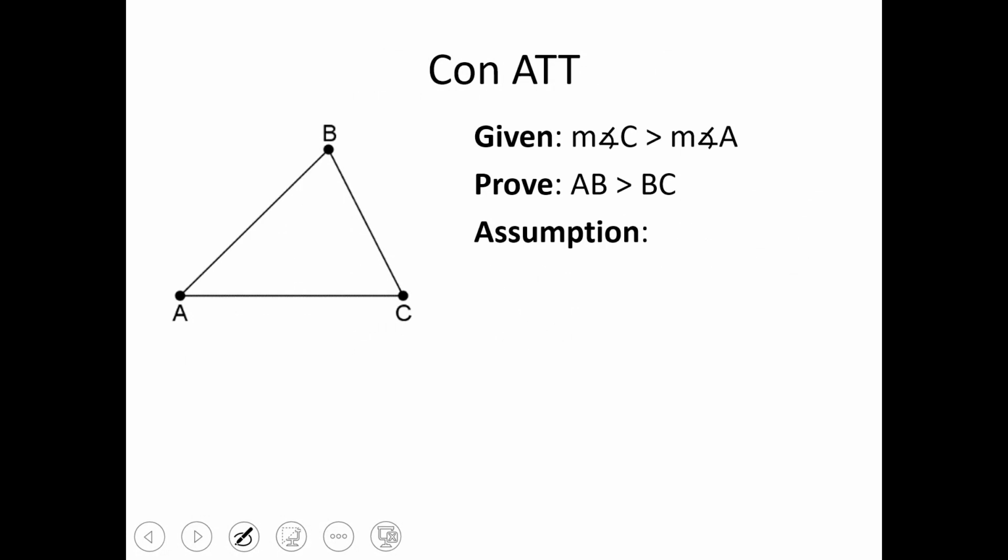All right, now let's consider the converse of the ATT, which tells us that if we have in a triangle one angle greater than another, then the side opposite the greater of the two angles is the greater opposite side. So in this case, we're given that angle C is greater than angle A and wish to prove that AB is greater than BC. Notice that AB is the side opposite angle C and BC is the side opposite angle A. Okay, now we do this indirectly and build upon the ATT.